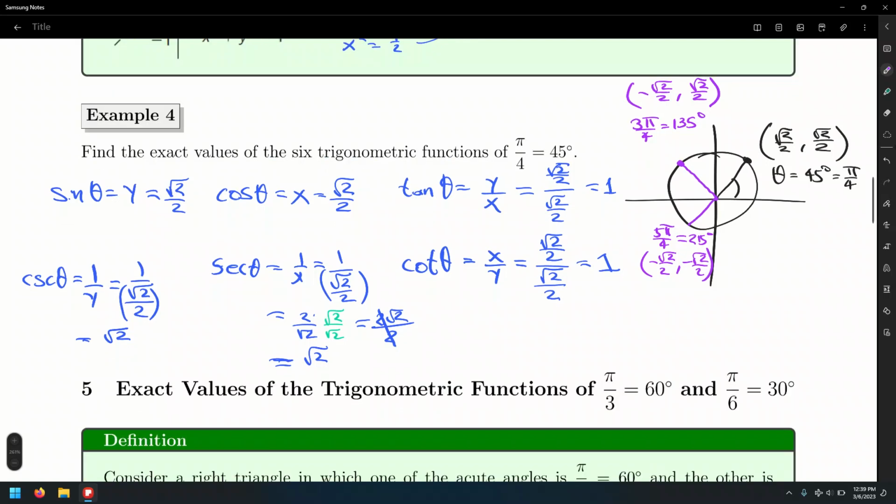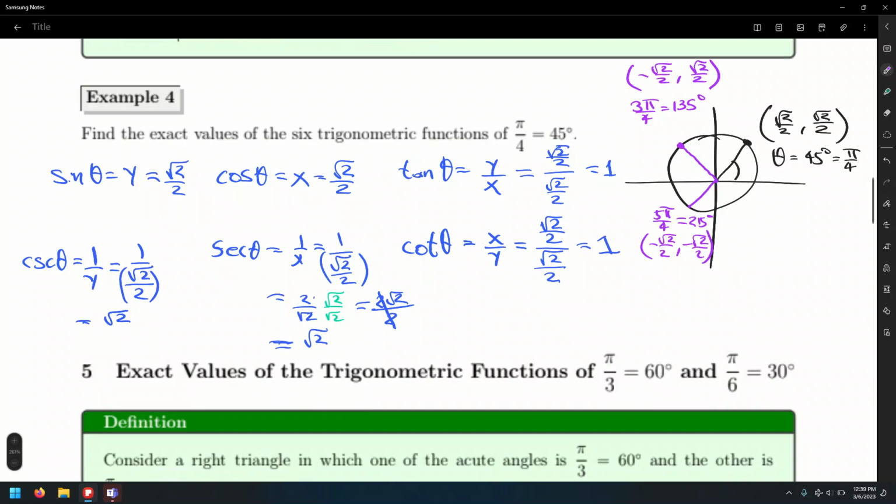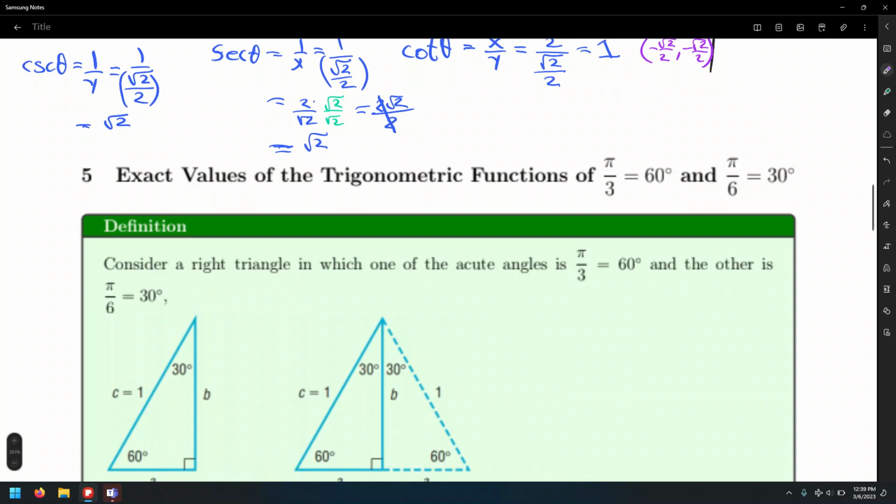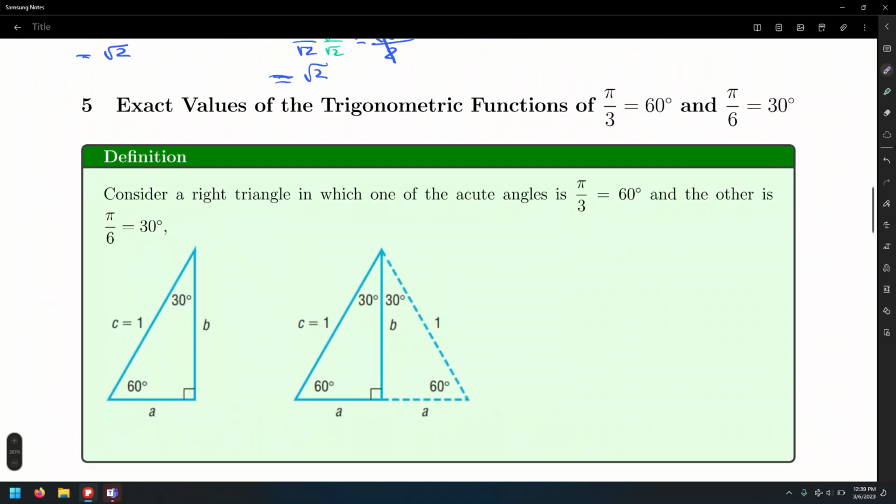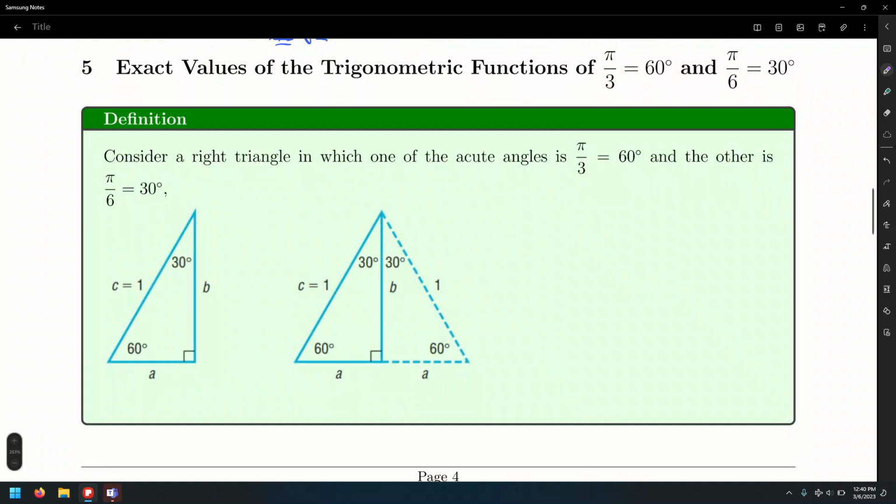Of course, we're going to look at a summary of all the multiples of 45 in the same way that we will eventually look at the summary for the values for 30, 60 degrees. Well, it's coming up next. And of course, yes, we will do the derivation for where the values for the trigonometric functions for pi over 3 and pi over 6 come from. So let's see.